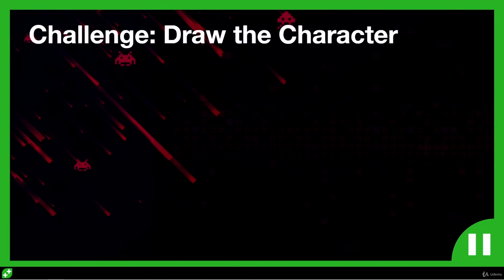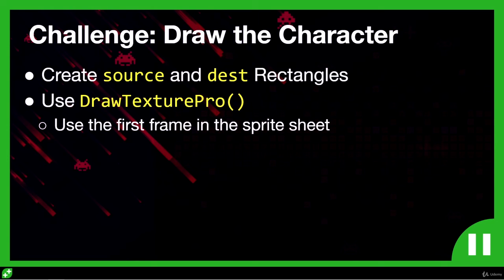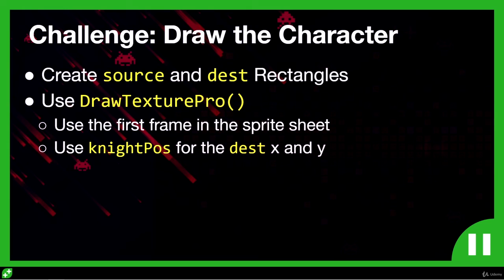So now for your challenge, you're going to draw the character. In the while loop, just after we've drawn the map, you're going to create source and dest rectangles. Use Draw Texture Pro. Now for the source, you're going to use the first frame in the sprite sheet. And for dest, you're going to use the night pause vector for the X and Y. Scale the texture by 4.0f. Use that f suffix to make sure that the 4.0 is a float value. Pause the video and give this a try.